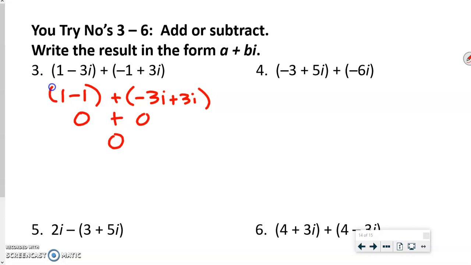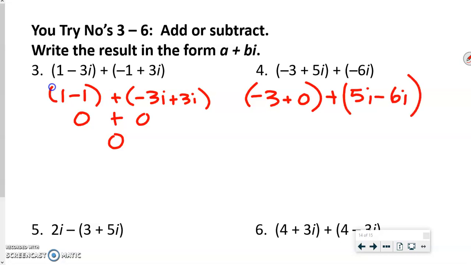The next one, negative 3. I don't have a real part of the other one, so I'm just going to say plus 0. And then, again, I'm going to do 5i. And I'm just going to put the minus 6i, which all of y'all should know that adding a negative is really subtracting. It's just going to be negative 3 minus i. Again, because 5 minus 6 is negative 1.